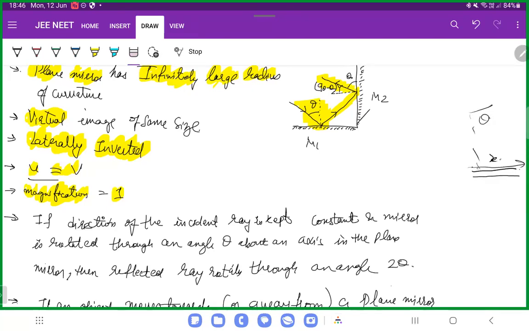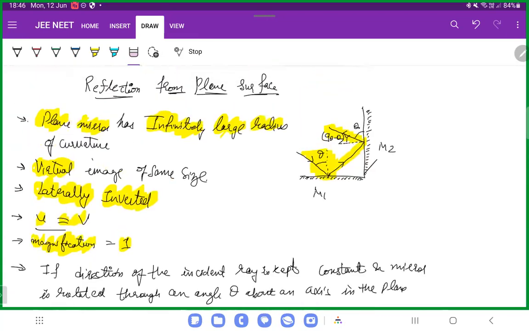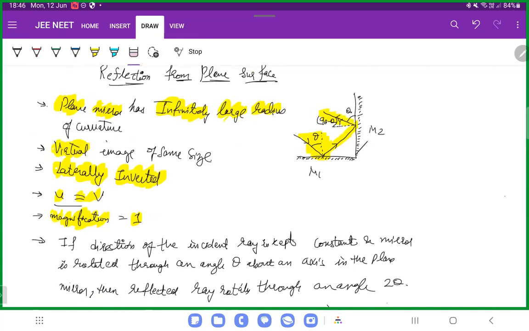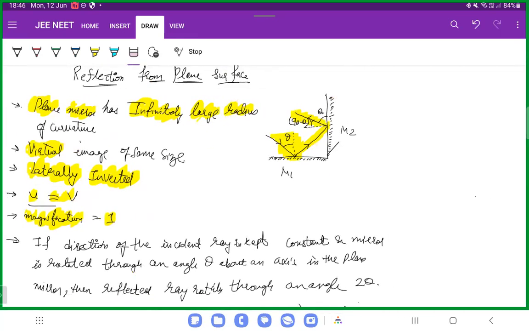Okay? Yes, sir. If you want to make a note, or else you can move. These are just common important points for plane mirror. If you want to make a note, wait for a few seconds, few minutes, or else we can move.